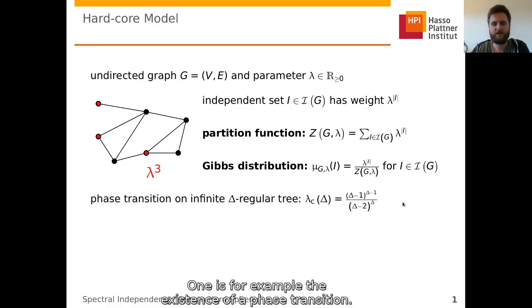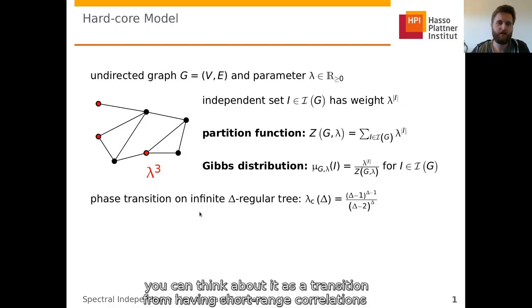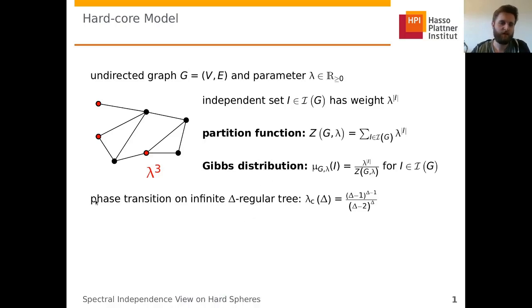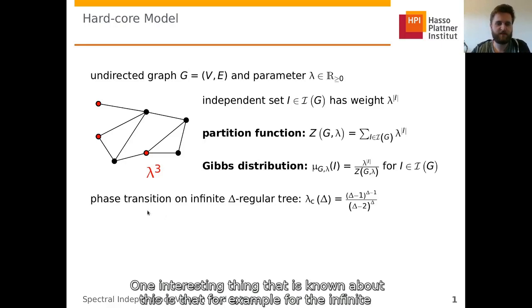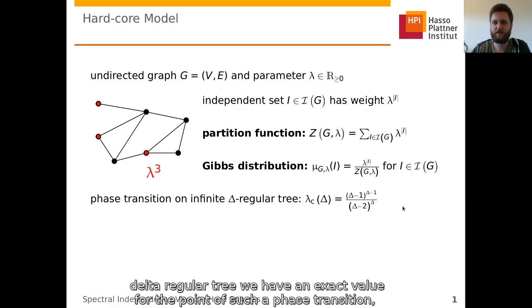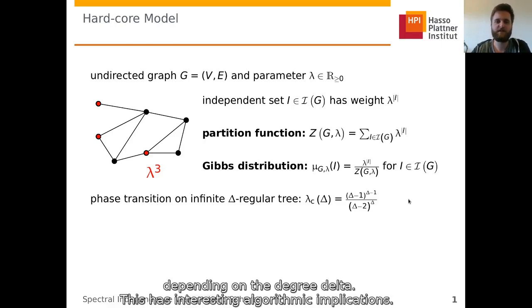One is, for example, the existence of a phase transition. And without going too much into detail what this phase transition is, you can think about this as a transition from having short-range correlations between vertices to long-range correlations between vertices in the Gibbs distribution. But one interesting thing that is known about this is that, for example, for the infinite delta regular tree, we have an exact value for the point of such a phase transition, depending on the degree delta.